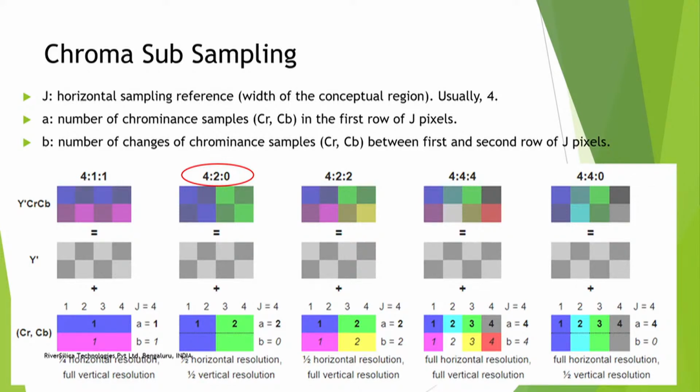Then what will happen? The width will become half, correct? In a piece of cloth, you are removing alternative threads, so the entire picture will become smaller, halved, right? So the width has been halved, but the height will remain the same. This technique is called 4:2:2. That's the second one, 4:2:2.